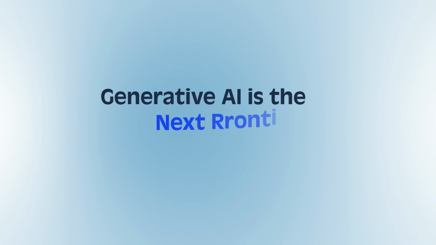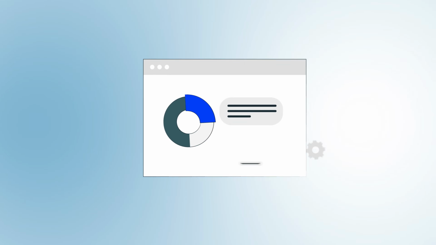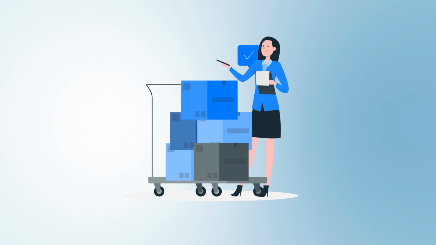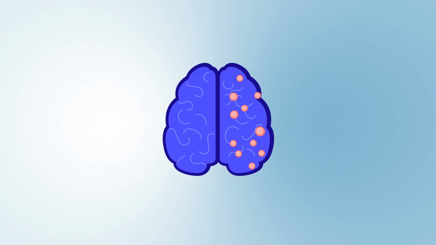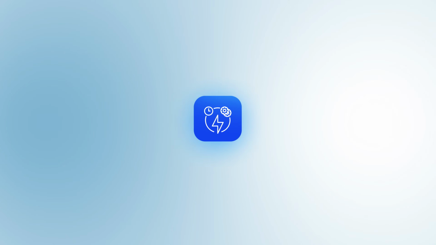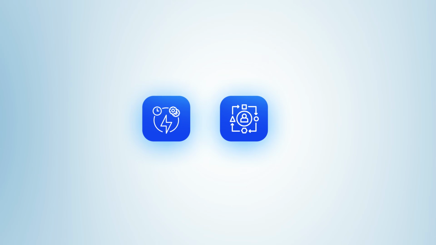Generative AI is the next frontier. This technology can create demand models, optimize supply chain designs, and even suggest alternative suppliers during disruptions. By combining generative AI with traditional machine learning, businesses can achieve unparalleled efficiency and adaptability in their supply chains.